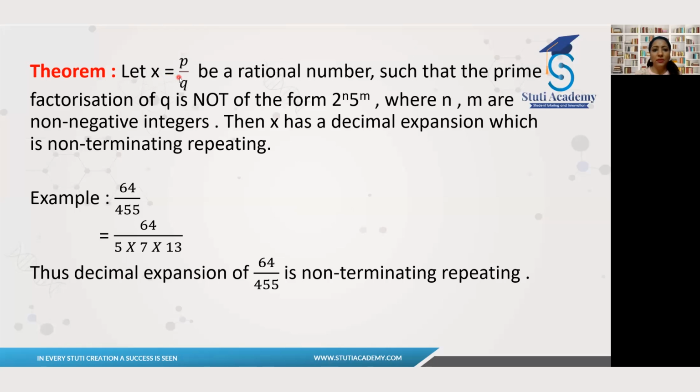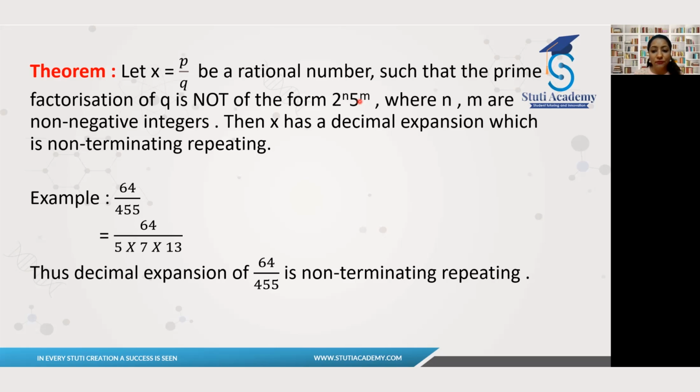Now in the next theorem, we have x = p by q, a rational number such that the prime factorization of q is not of the form 2^n 5^m, where n and m are non-negative integers. Then x has a decimal expansion which is non-terminating repeating. Now this means for a rational number to have a non-terminating repeating decimal expansion, the prime factorization of q must not be of the form 2^n 5^m. That means the prime factors of q can be 2, can be 5 or both, but there would be anything apart from 2 or 5, like 7, or 13, or 3.